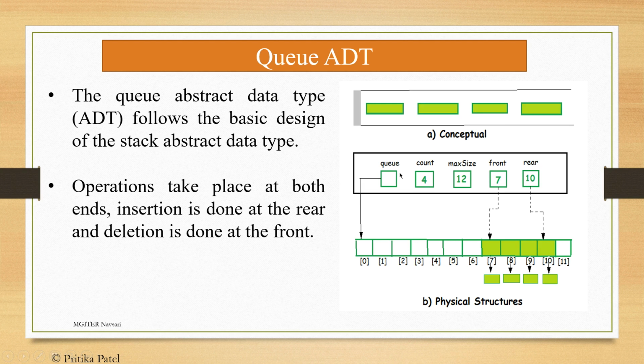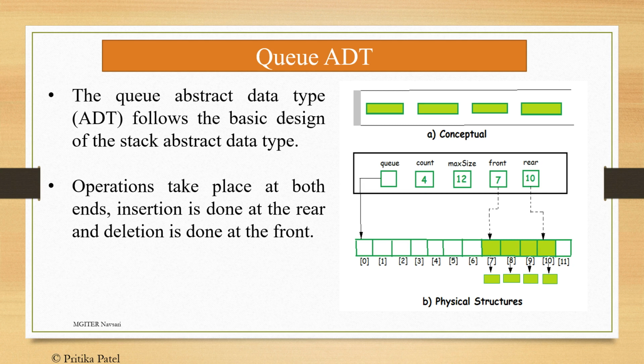But in physical structure, you have a counter pointer for the number of entries currently in the queue. Max size is to store the total number of elements. Then the front pointer is for deleting an element and the rear pointer is for inserting an element.